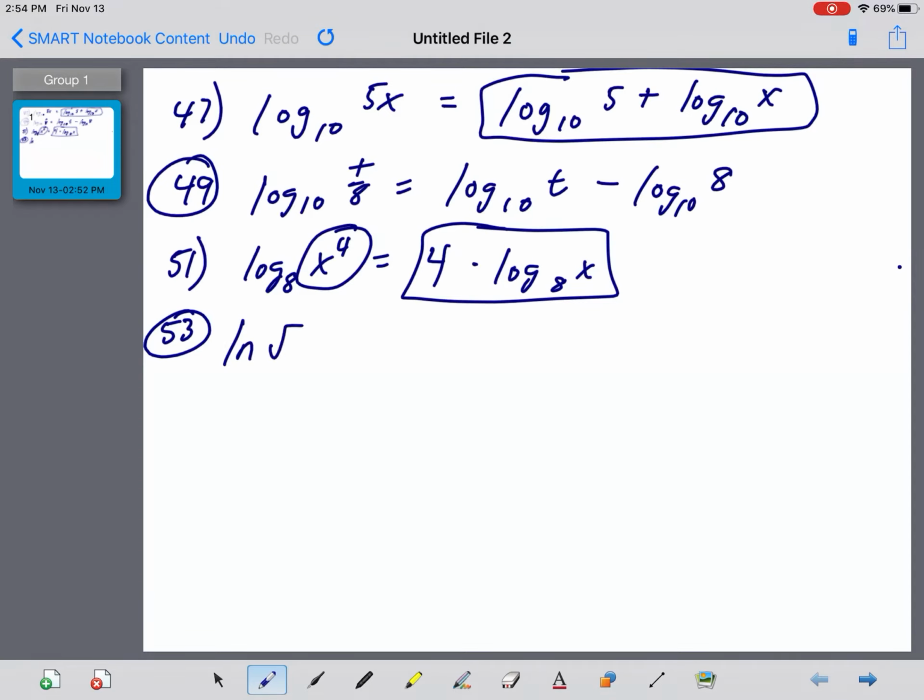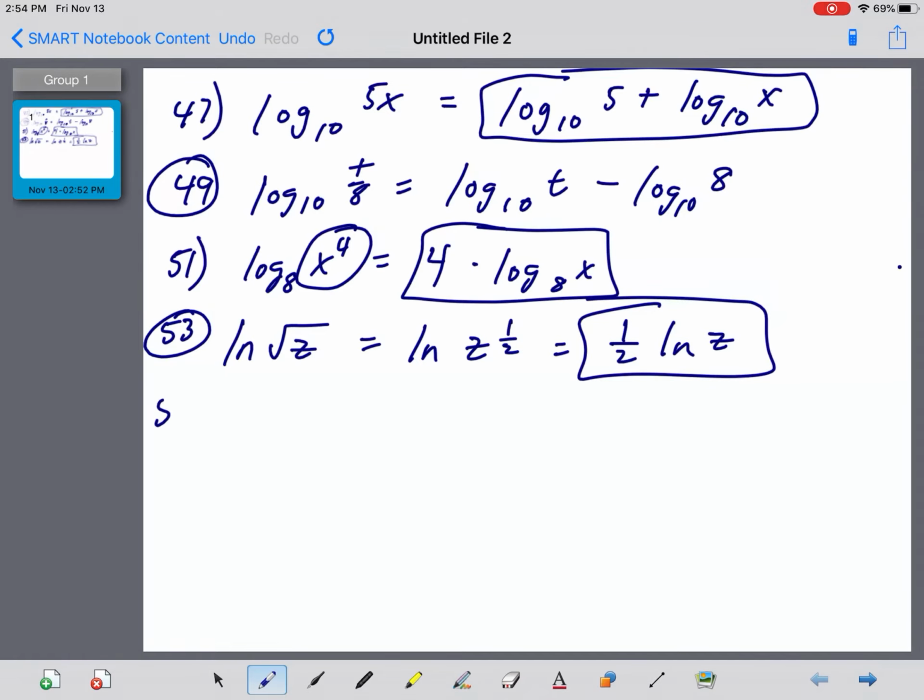53, natural log of the square root of z. Now the square root is the same as the 1/2 power. So then that 1/2 is going to pop out like the 4 did in the previous one: 1/2 times the natural log of z.